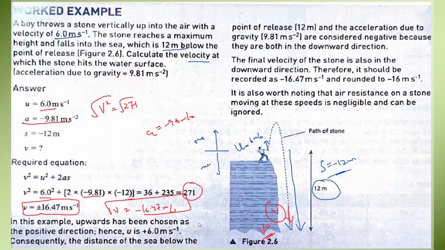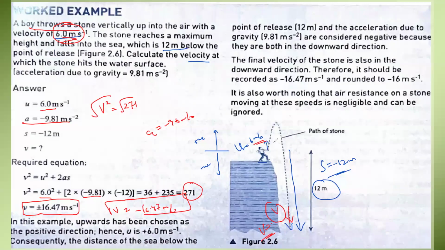In the question, they mentioned that a boy throws a stone vertically up into the air, so the initial launching speed is 6 meters per second. That's given in the question. And we need the velocity at which it hits the sea. That's why we took it as negative 12. It was below.